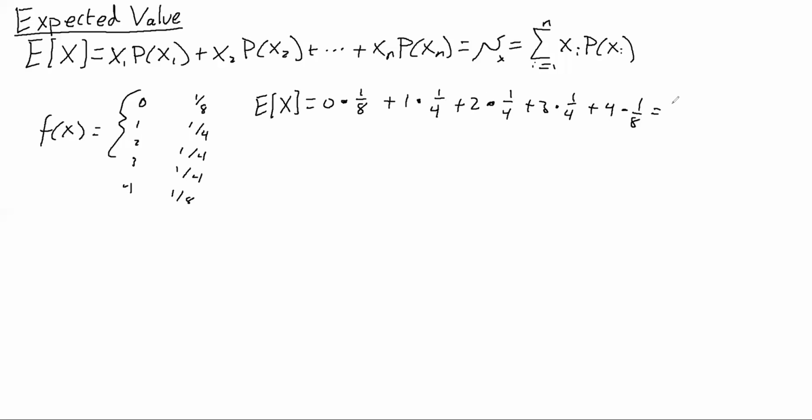So this would be 6/4 plus 1/2, which would be equal to 8/4, which is equal to 2. So the expected value of X would be 2 people coming in per hour.